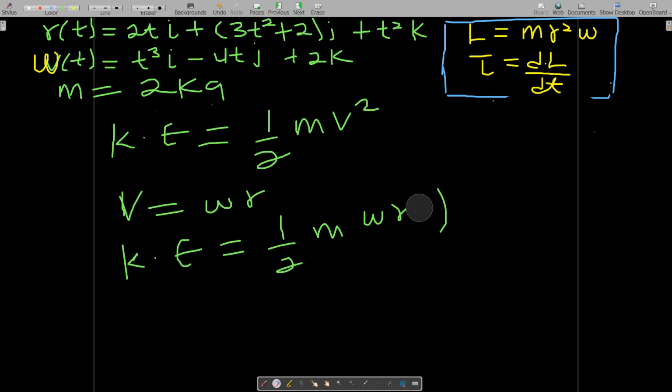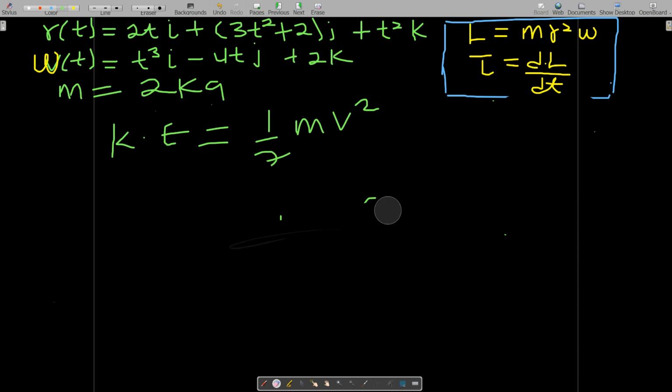Okay, and this will give us half m omega squared r squared. Okay, this is very simple. And with this we are also calculating the kinetic energy at time t equals 1 second. So half m omega squared r squared. Let's come and write it back, and insert our time straight, omega squared r squared.